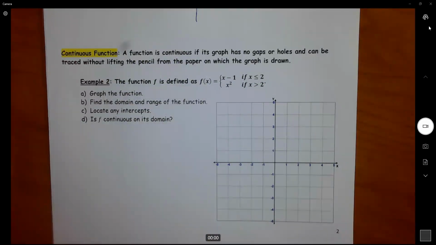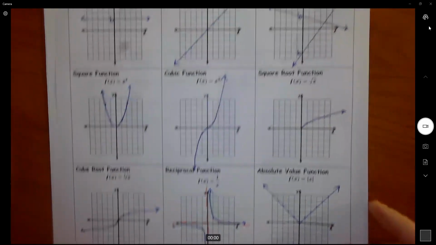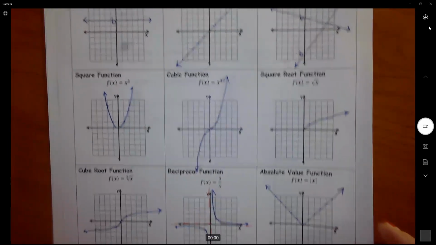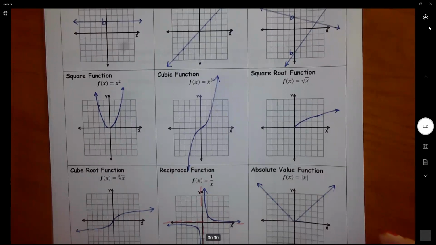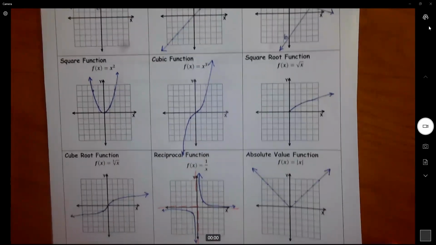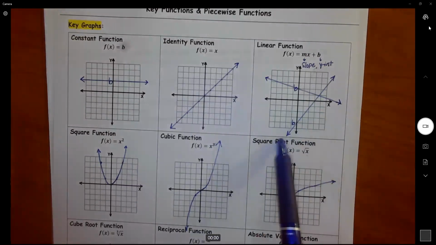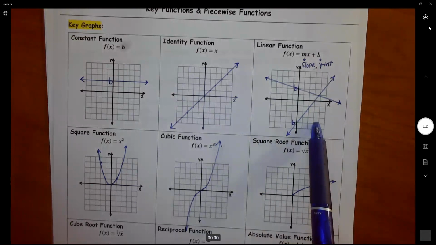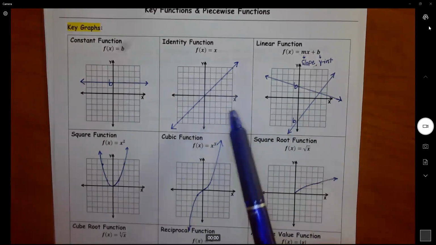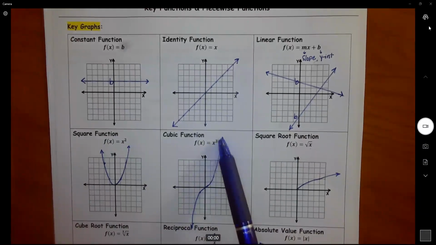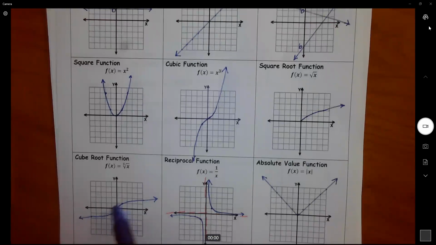So if I look at my key functions from the first video, all of these are continuous except for one. Which one of these is not continuous? Hopefully you said this one here. Remember, this one is an example of two different linear functions. So we're not talking about this one, but all of these other ones can be drawn by not lifting my pencil. They're all connected.